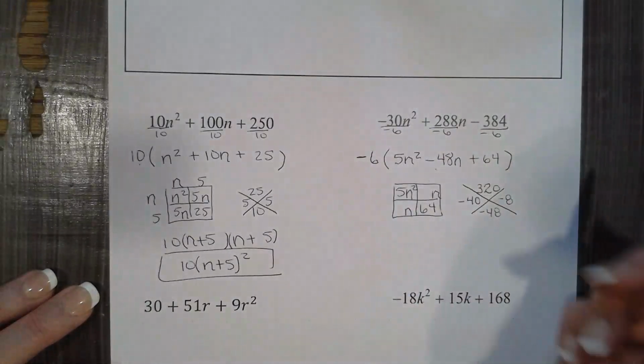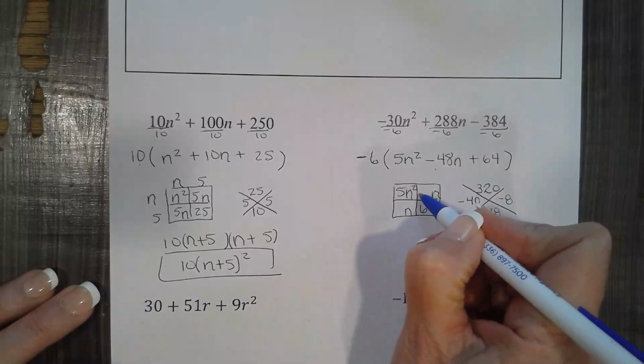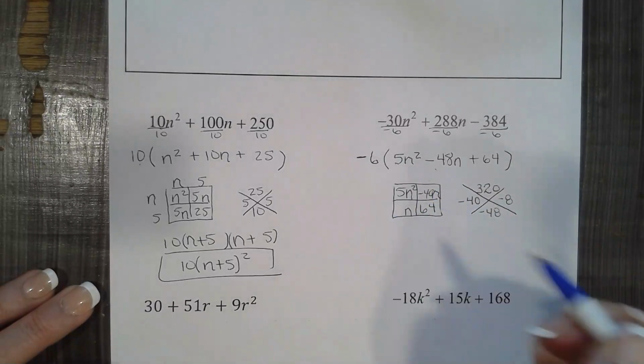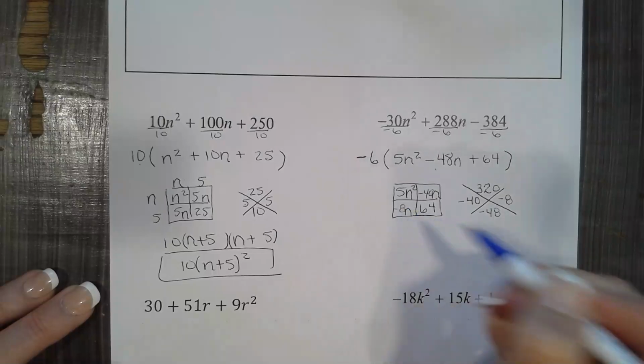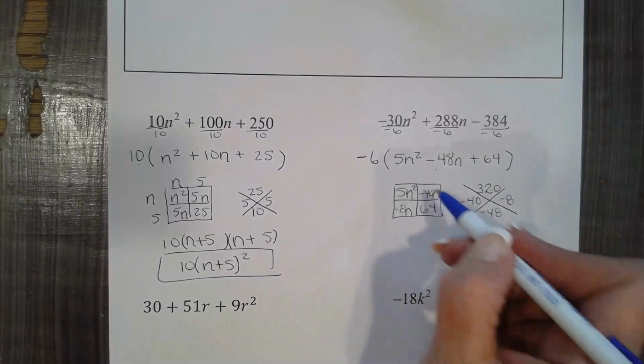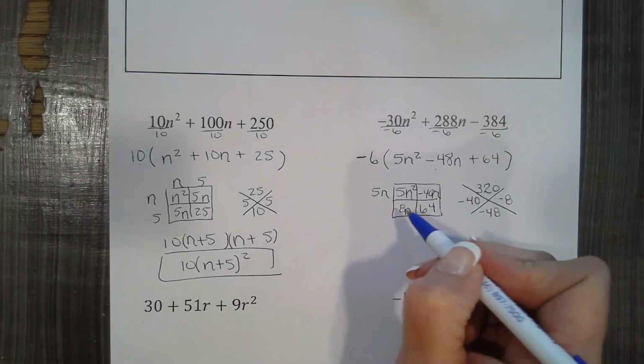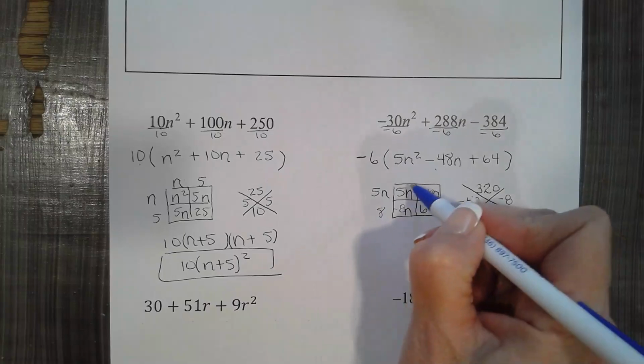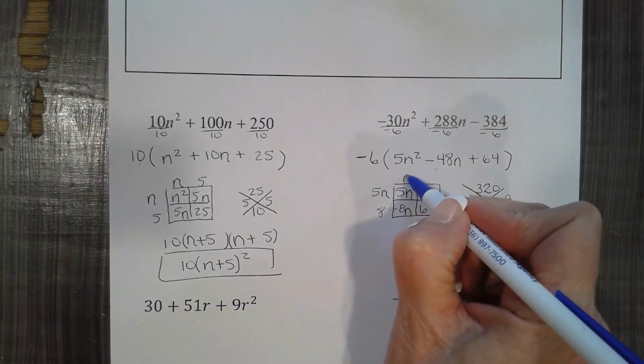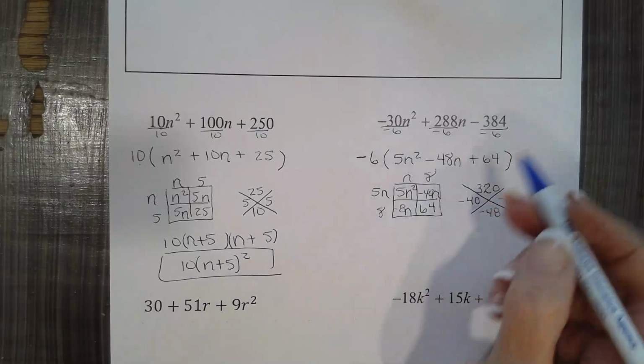Okay, so now let's pop these in. Negative 40 and negative 8. We're going to do greatest common factors. So here it's going to be 5n. Here it's going to be 8. Here it's going to just be n. And here it's going to be 8.